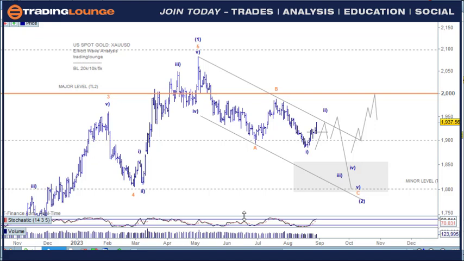But if this wave two is in here, then it can ignite a much longer term trend. And one of the ways that we would do this, in a very nutshell way, is this move up here. If we can see five waves up here to hit roughly the 2000, then we'll know that we're bullish at that point.